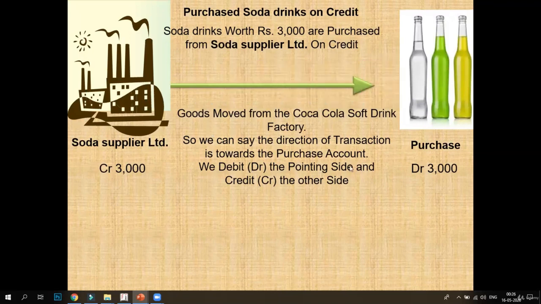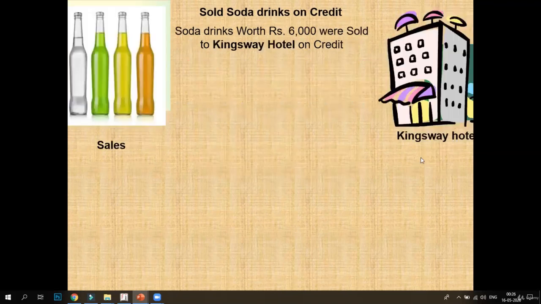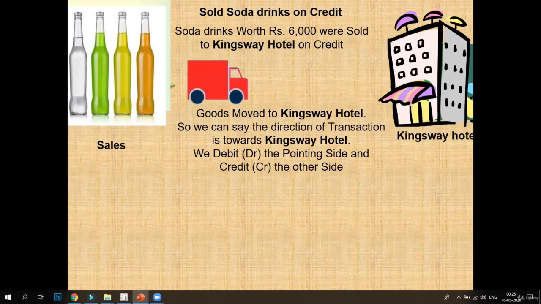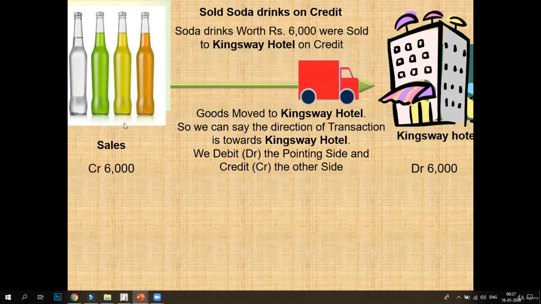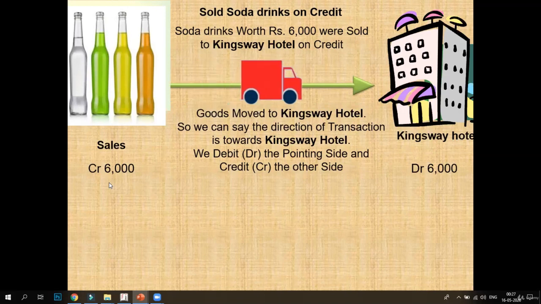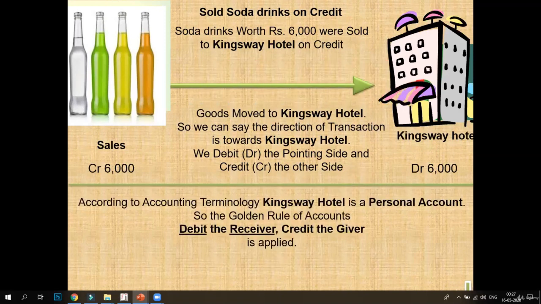This is personal account and this is our nominal account. Now the next transaction is company sold soda drinks on credit to Kingsway Hotel. Now Kingsway Hotel is a personal account. This is receiving the goods, the receiver. So the receiver will be debited and the sales is my nominal account, that is my income account, and this will be credited. So my transaction becomes Kingsway Hotel account debit to sales account with 6,000 rupees.